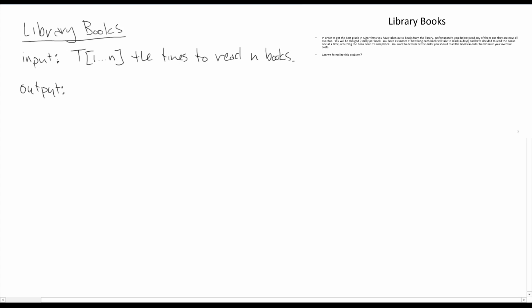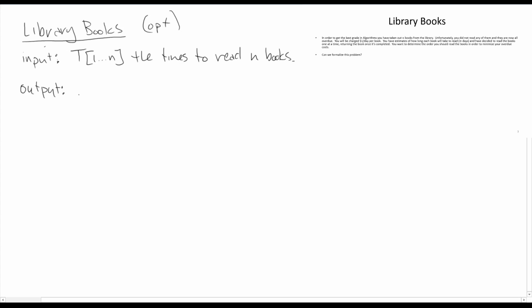Well, what is the output? Now, if we look at the problem statement, it says we want to determine the order that we should read the books. And when we start talking about the order of things, what we're talking about is permutation. So I'm going to say the output here. Now let's be careful. This library book problem is going to be an optimization problem, right? Meaning we're looking for what? The minimum in this case.